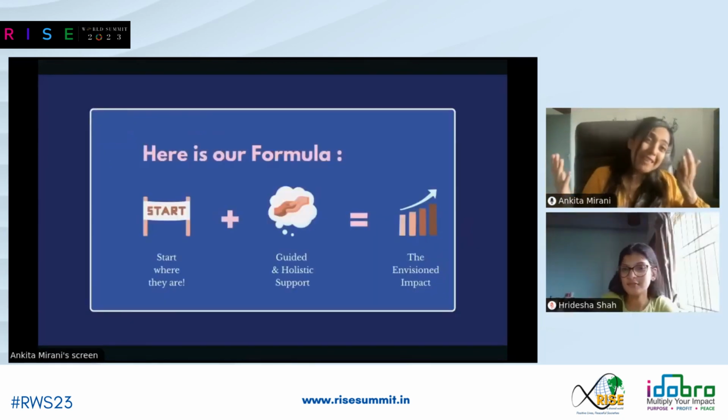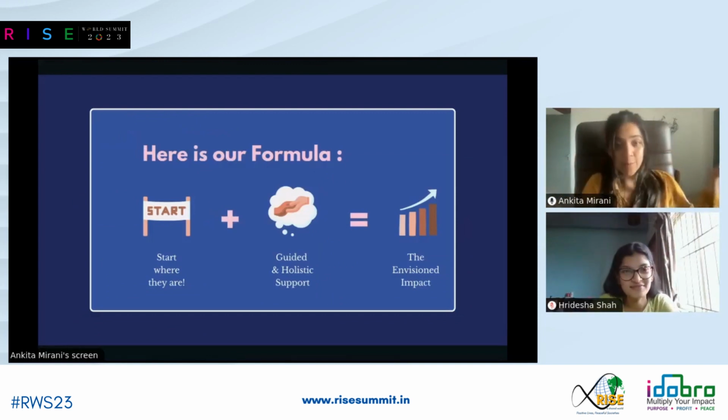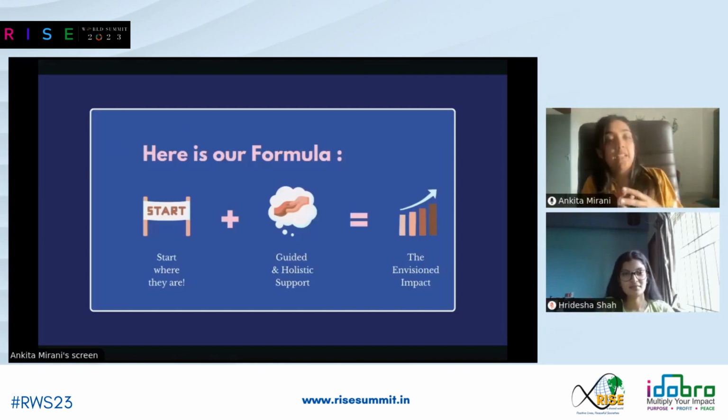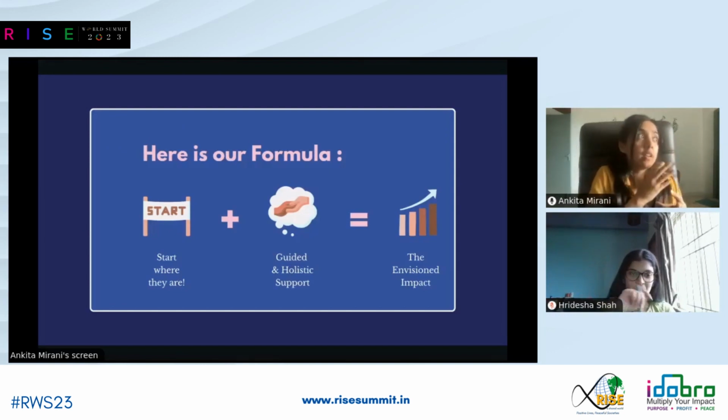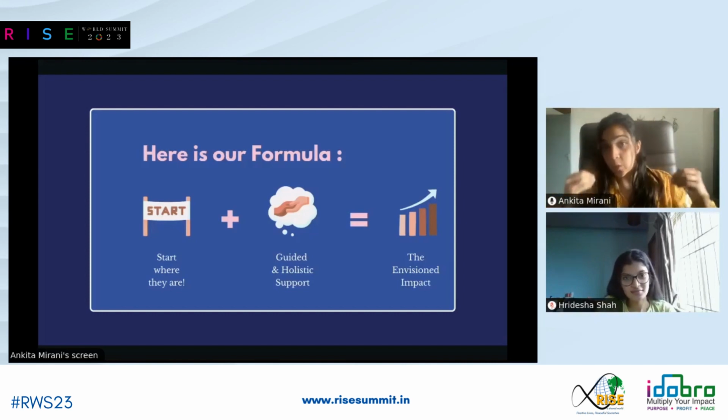So, how do we really make sure what we are doing is holistic? Firstly, making sure we understand where our audience is and starting where they are and with things they are comfortable with. Secondly, making sure that to fill that gap, we have provided them guided and holistic support, and there is hand holding to be able to create the envisioned impact that we have in our minds.